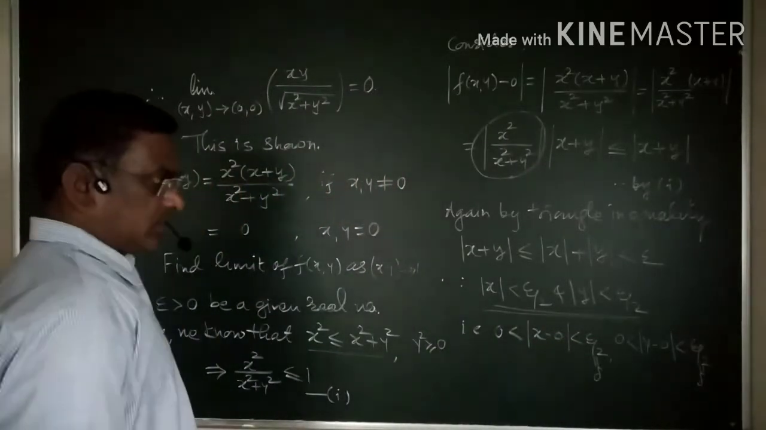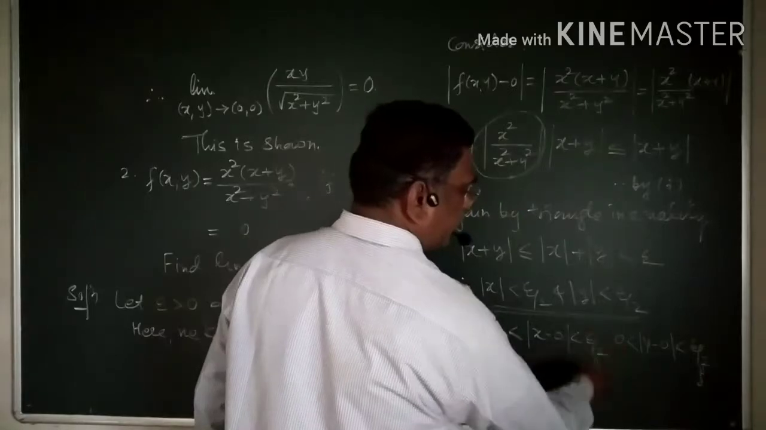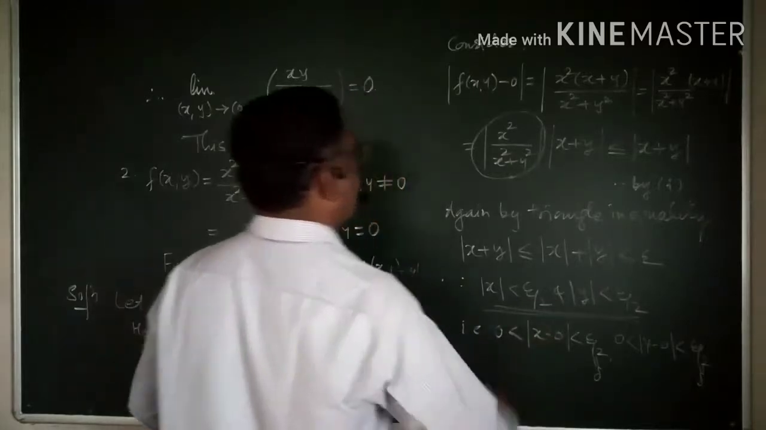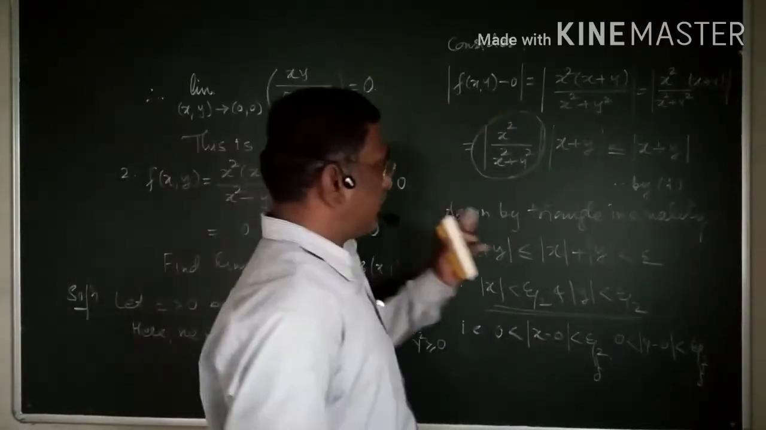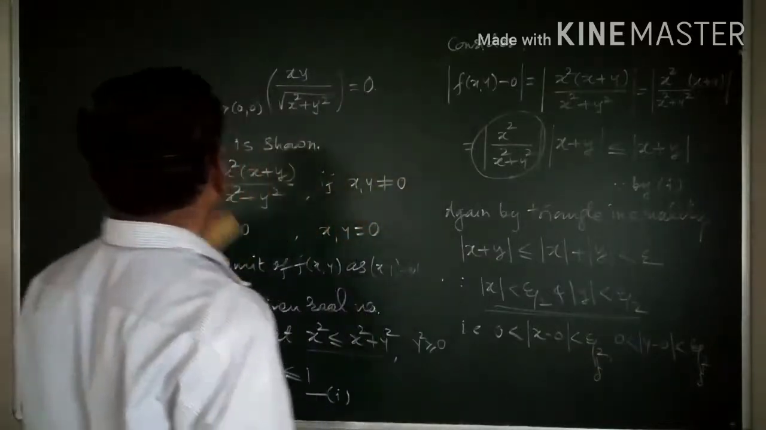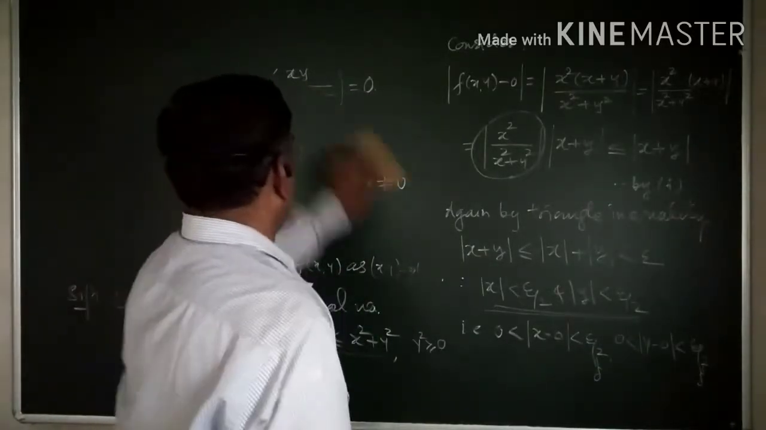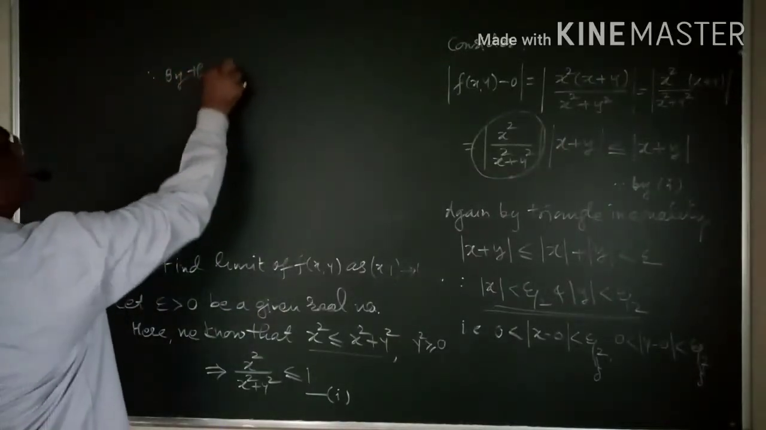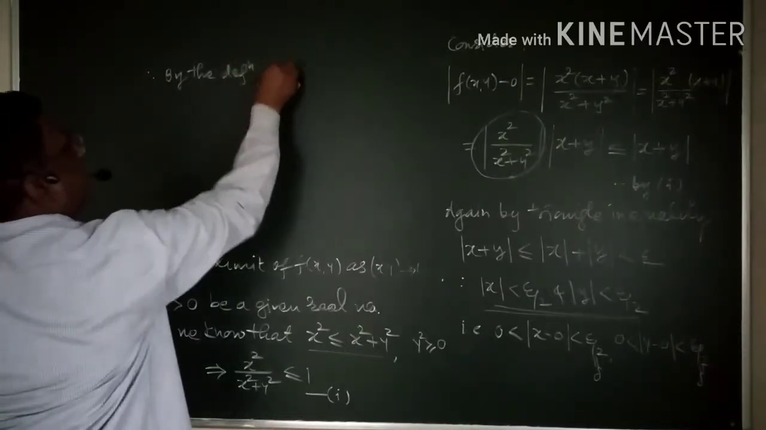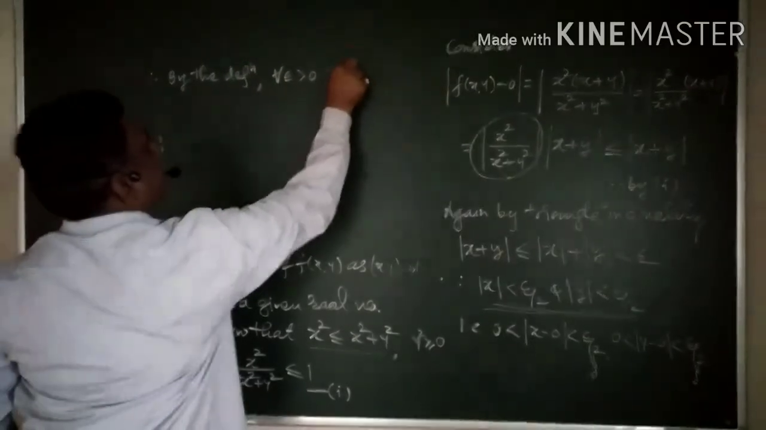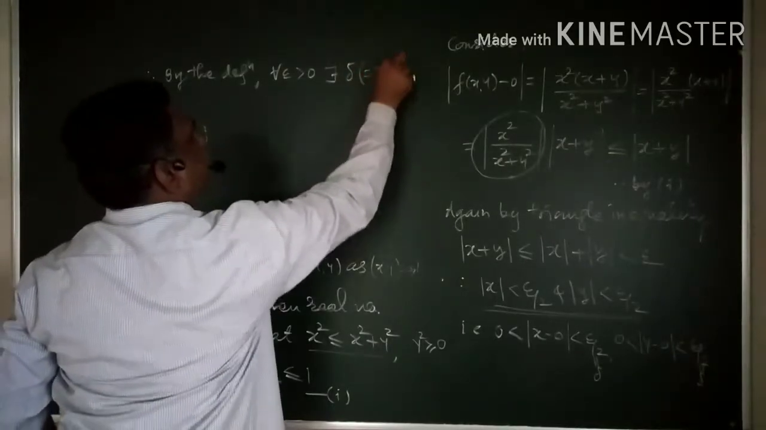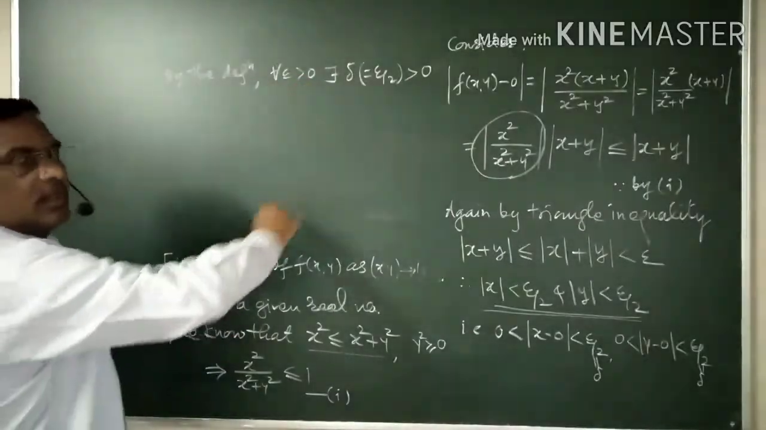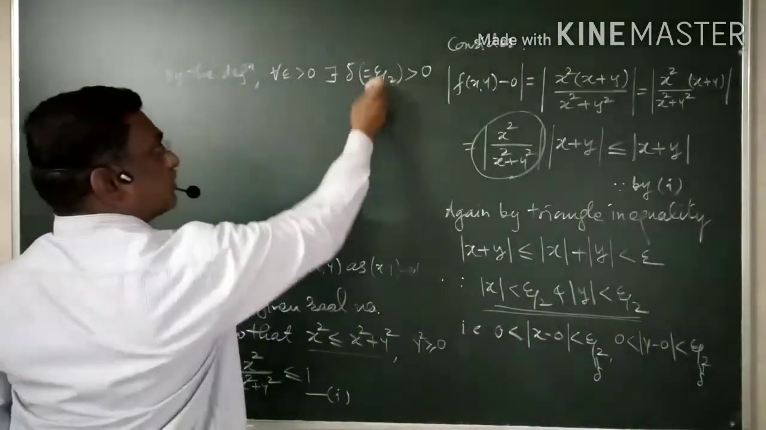And hence what we have done here is chosen epsilon positive, and we have obtained the value of delta to be epsilon by 2, so that absolute value of f of x, y minus 0 will be less than epsilon. Therefore, by the definition, for every epsilon greater than 0, there exists delta, which we have obtained to be epsilon by 2, which is greater than 0. Why greater than 0? Because epsilon is positive, so delta is positive.